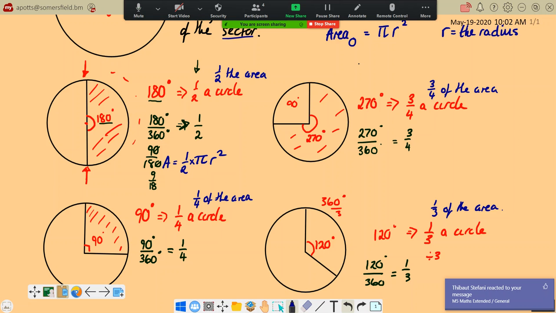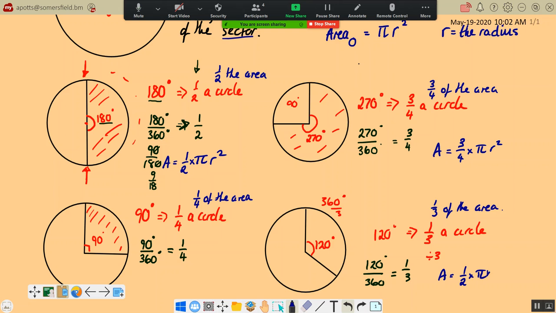Okay, make sense? So the area of this part would be what? Yeah, 3/4 of pi r squared, and this one would be 1/3 of pi r squared, and this one would be 1/4 of pi r squared. All right.